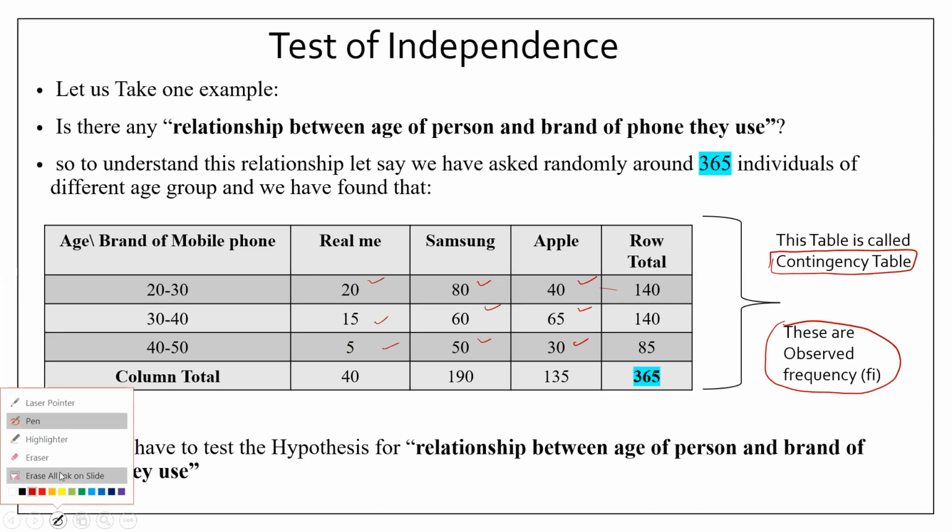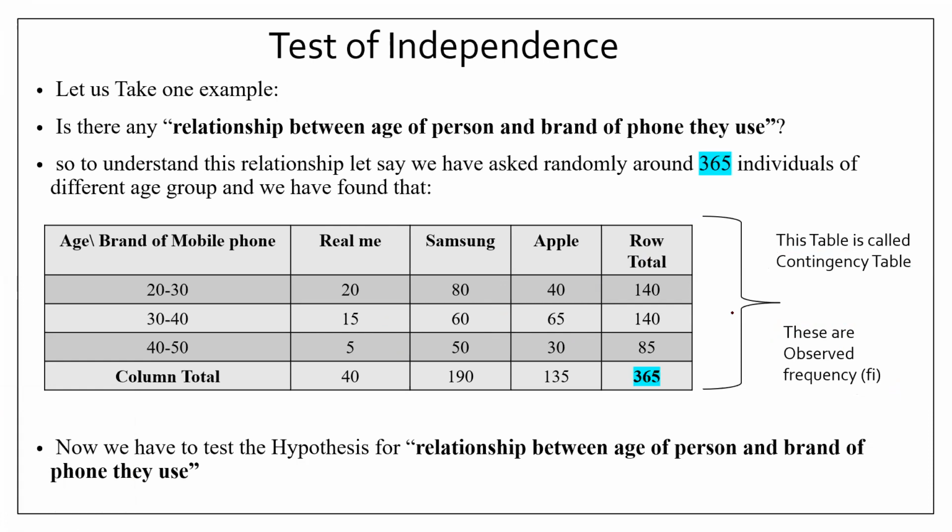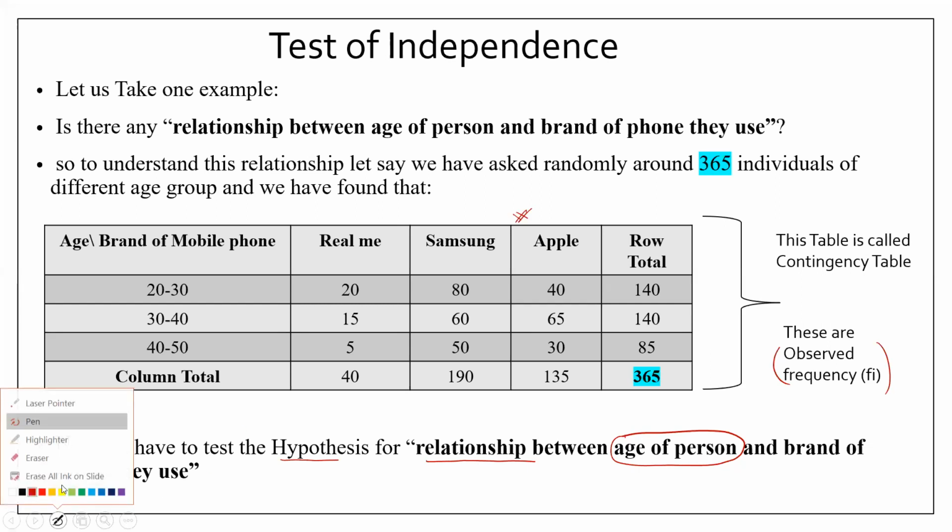All right. So now we have seen that the table which we formulated is called a contingency table, and the data which we have is called observed frequency, which is represented with Fi. Now we have to test the hypothesis for the relationship between the age of the person and the brand of the phone they use. It means I'm checking whether the age of the person and the brand of the phone are independent of each other or dependent on each other.